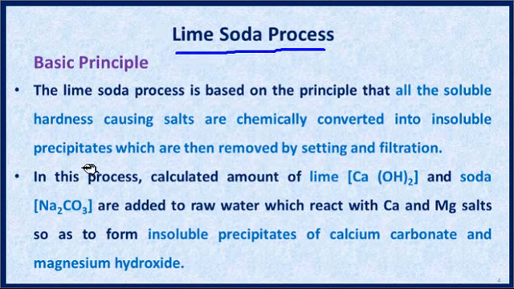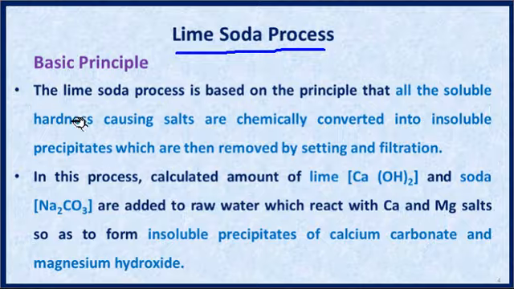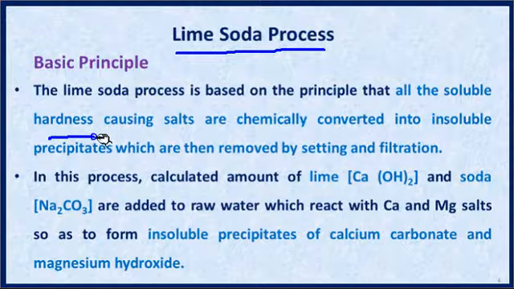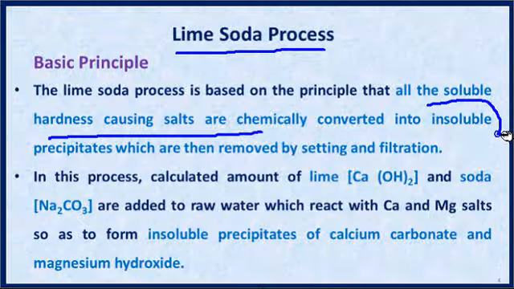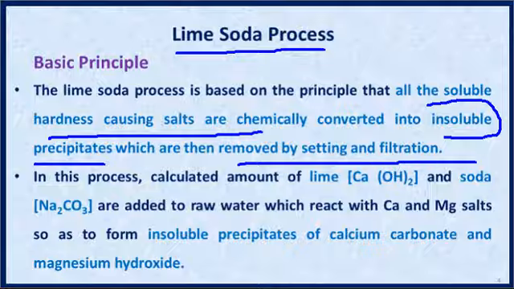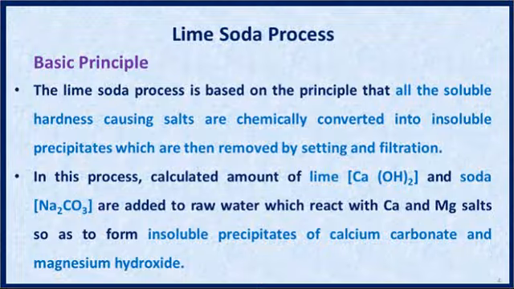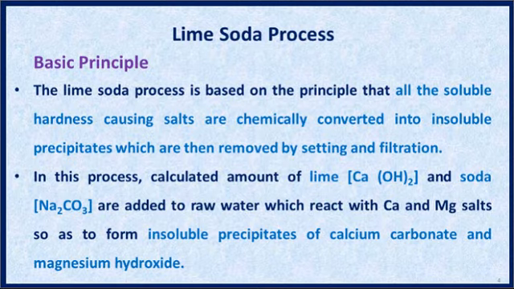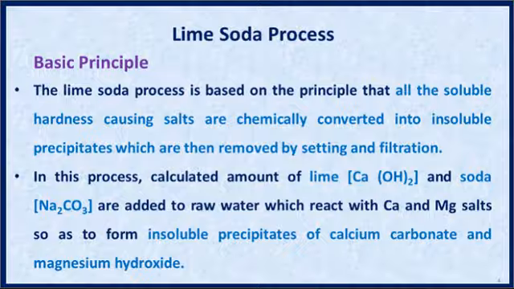So, the basic principle of the lime soda process. The lime soda process is based on the principle that all the soluble hardness causing salts are chemically converted into insoluble precipitate, which is then removed by settling and filtration. That means all the salts responsible for hardness are converted into precipitate by the reaction of lime and soda, and this precipitate can be removed by filtration. So in this way, hardness causing salts are removed from the water.